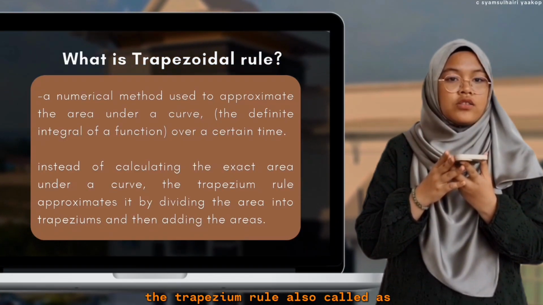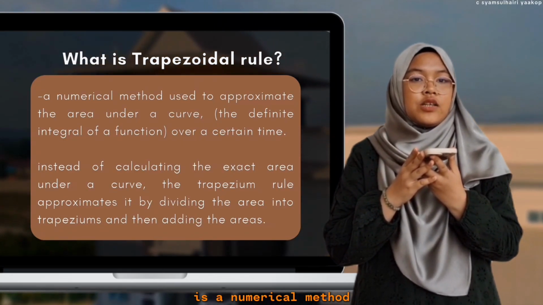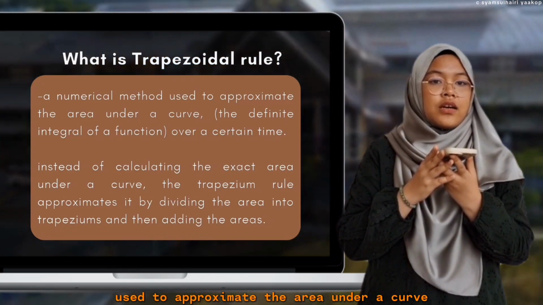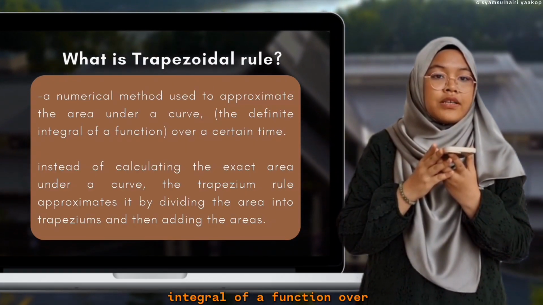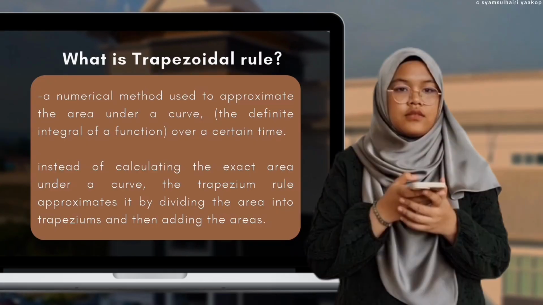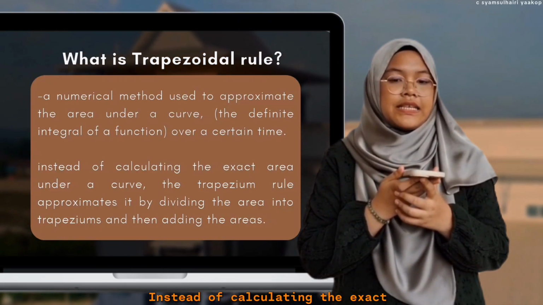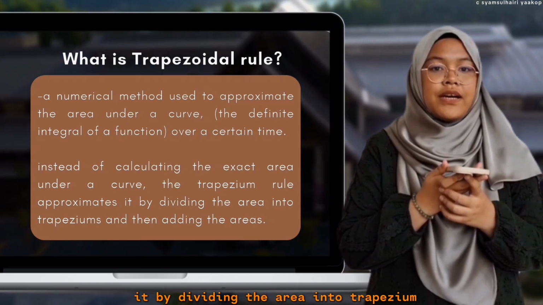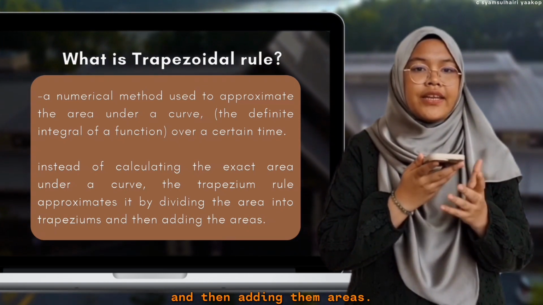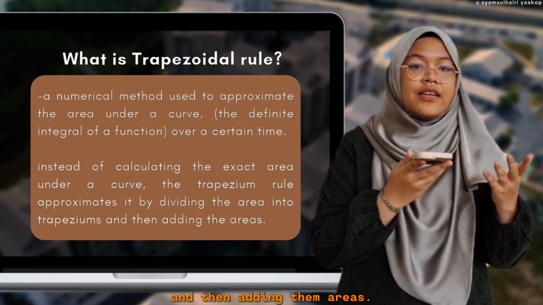The trapezium rule, also called the trapezoidal rule, is a numerical method used to approximate the area under a curve, or more precisely, the definite integral of a function over a certain interval. Instead of calculating the exact area under the curve, the trapezium rule approximates it by dividing the area into trapeziums and then adding the areas.